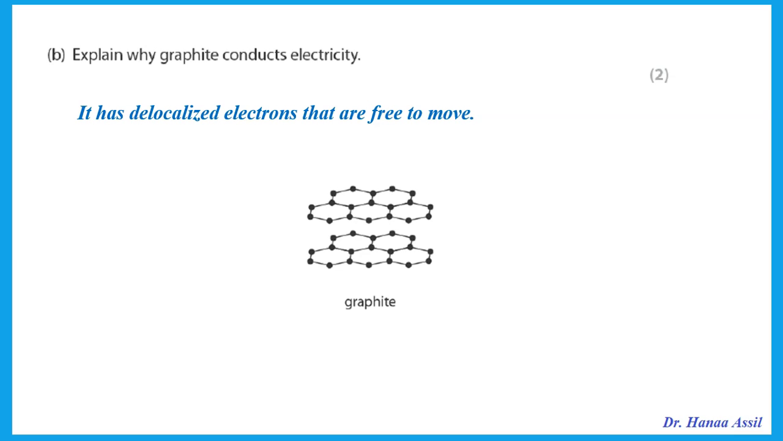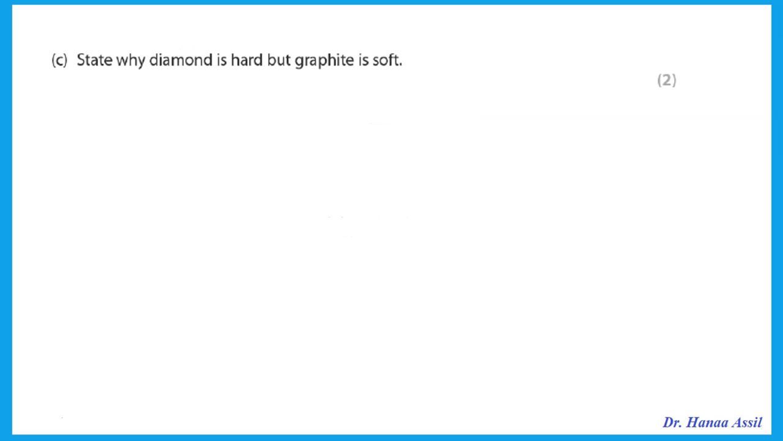delocalized electrons that are free to move, and this allows graphite to conduct electricity, and that is the only non-metal that conducts electricity. Please remember to mention that it has delocalized electrons. That means electrons that are not fixed in the atom, and these are free to move, so that is why graphite conducts electricity. State why diamond is hard but graphite is soft.